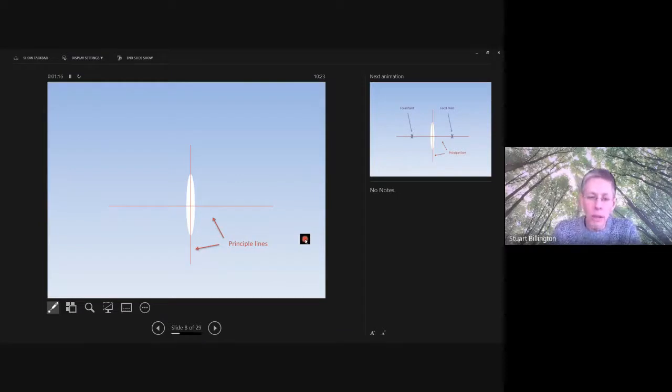And then we can note on to this one, which is sometimes called the principal axis, the distance either side of the lens of the focal point. Remember that the focal point is where horizontal rays of light pass through the lens and all end up. You'll see that again in a moment.